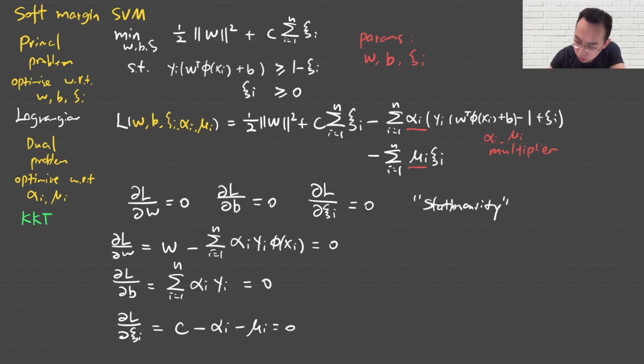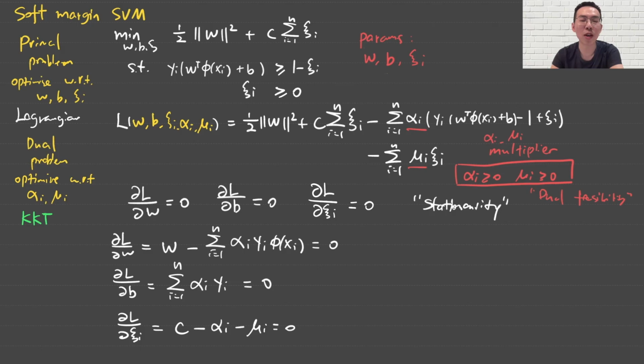Oh, and for the Lagrangian, I forgot to say that alpha i and mu i need to be greater than or equal to 0. So this is important. It's also part of the KKT conditions. This is called the dual feasibility, I think.